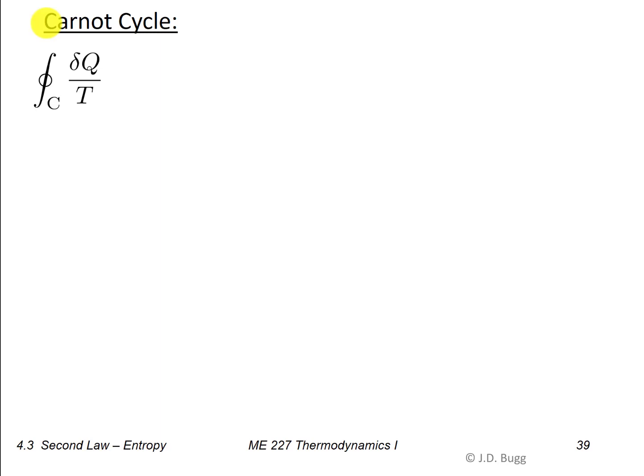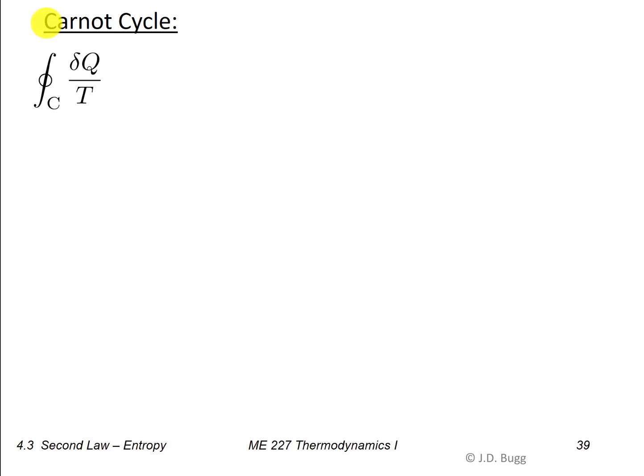So the first thing to realize is that because we're integrating around the entire cycle, we can split this up into 4 separate integrals, and each of those integrals is for one of the 4 processes.